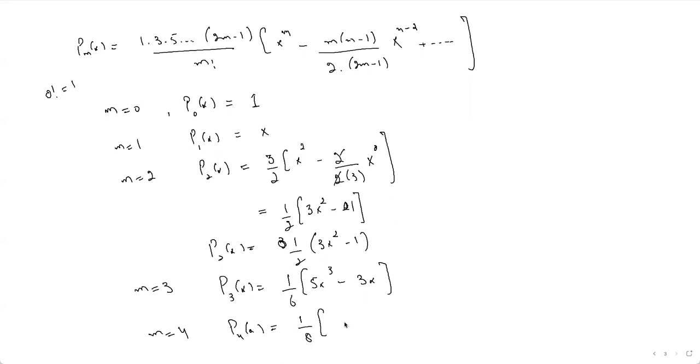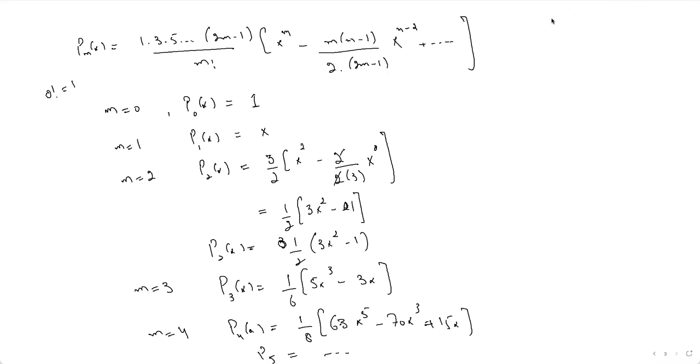You just do it yourself, just substitute the values, because otherwise it will take time to obtain all these values here: 63x raised to the power 5 minus 70x cube plus 15x. Similarly, you can find P5, but just try to obtain up to P4, because P5 is a little more complicated. Then you need to write down various terms here. So these are the different polynomials, Legendre polynomials of the first kind.